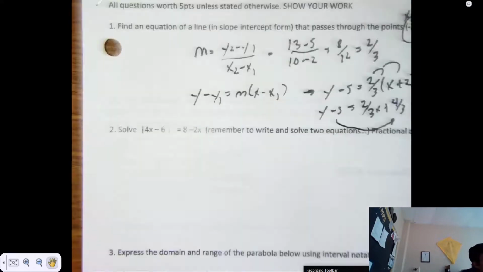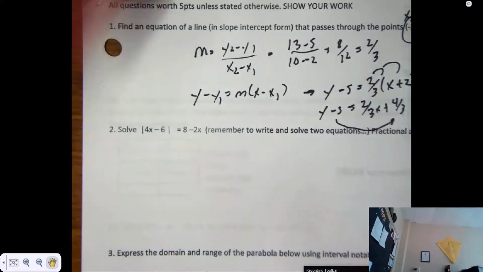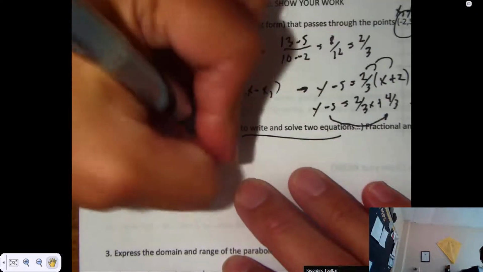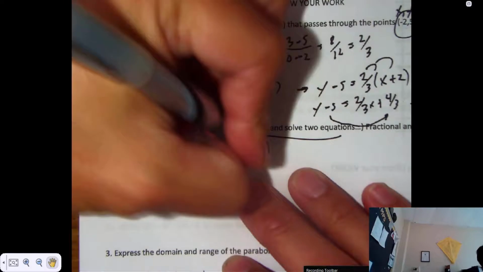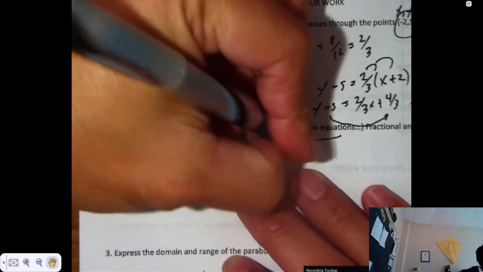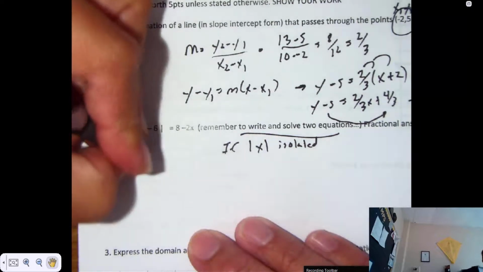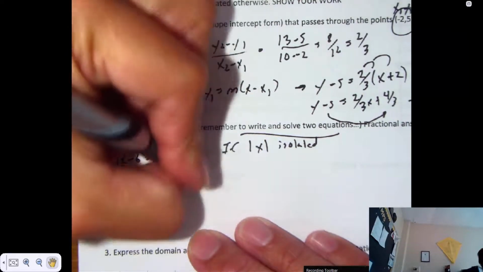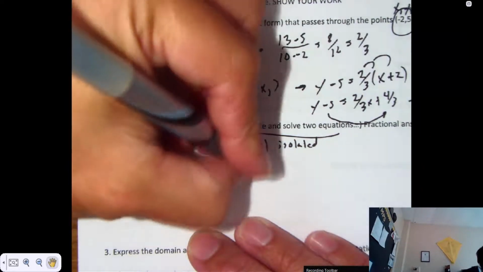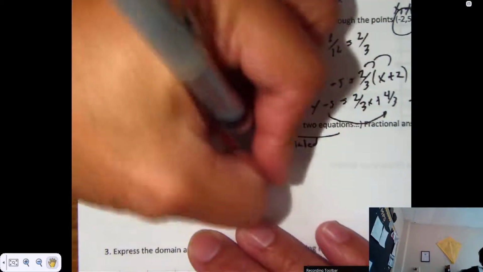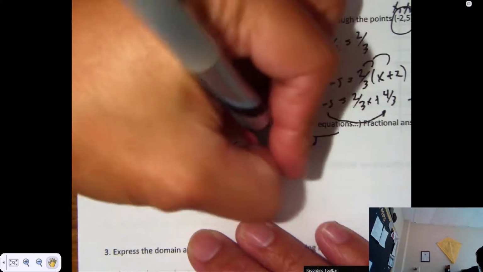All right, number 2 is an absolute value equation. You write and solve two equations if the absolute value is isolated. And that's been done. Now your first equation is as is. Your second equation, you change either these guys' signs or you change these guys' signs. And I always change the other guy's signs. So -8 plus 2x.